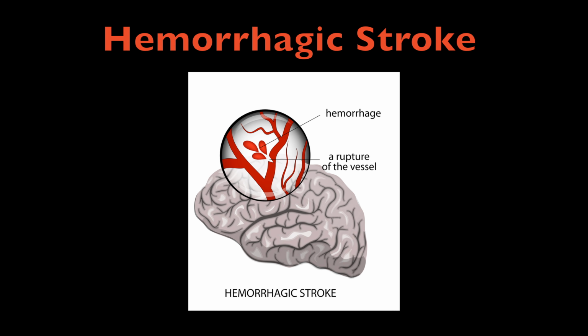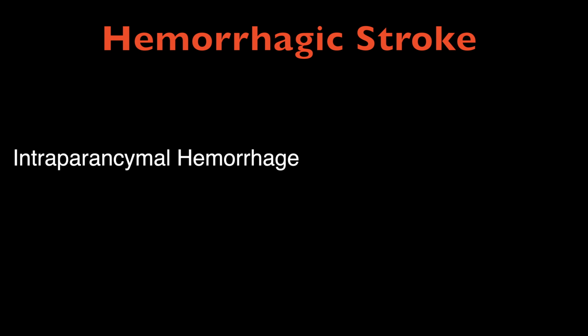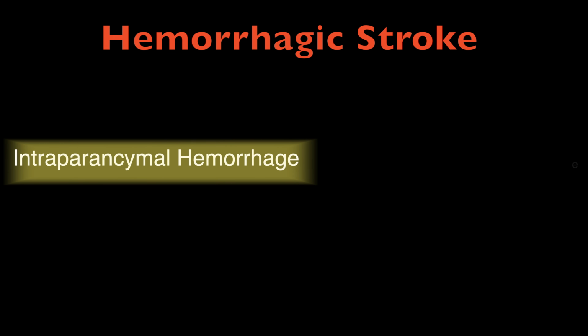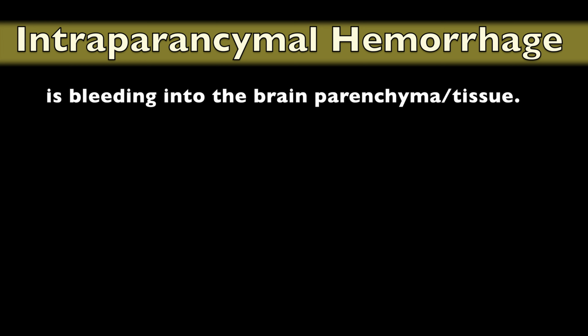Mekdes. Today we will talk about hemorrhagic stroke. So we can break down hemorrhagic stroke into two categories. One, intraparenchymal hemorrhage, and two, subarachnoid hemorrhage. In this episode, we will talk about intraparenchymal hemorrhage. So intraparenchymal hemorrhage means bleeding into the brain parenchyma or brain tissue.